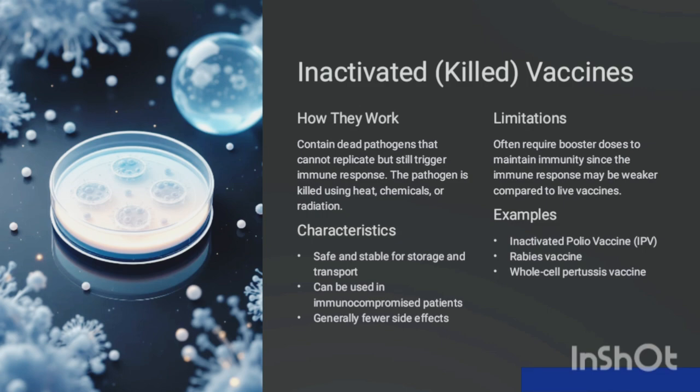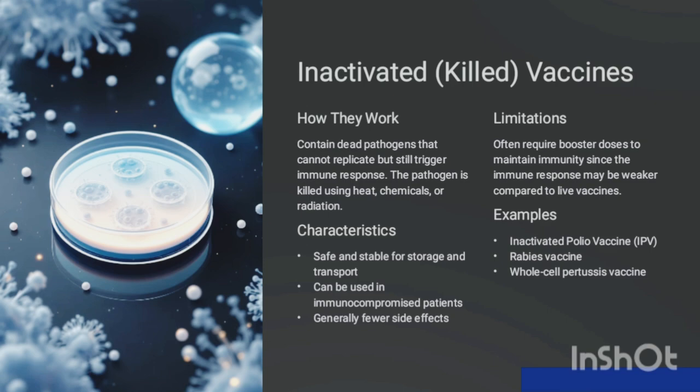Characteristics: safe and stable for storage and transport. Can be used in immunocompromised patients. Generally fewer side effects. Limitations: often require booster doses to maintain immunity since the immune response may be weaker compared to live vaccines. Examples: inactivated polio vaccine IPV, rabies vaccine, whole cell pertussis vaccine.